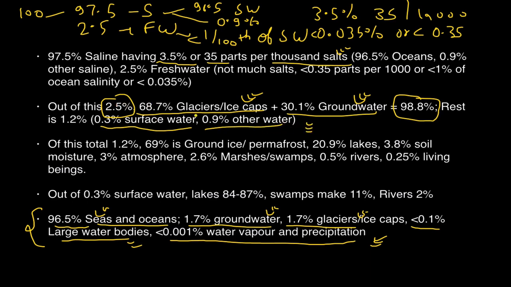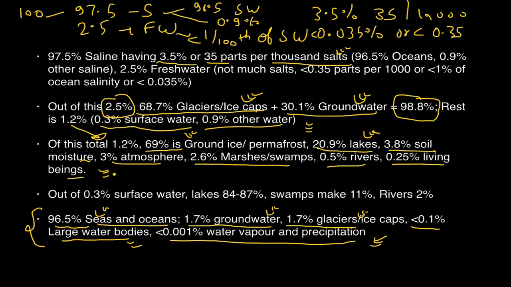We elaborated this 2.5%. Now come to this 1.2%. Out of this 1.2%, which is surface water, 69% is permafrost, that is permanently frozen. I have talked about it in the tundra biome. 21% is in lakes, 3.8% is in soil, 3% is in atmosphere, 2.6% is in marshes, 0.5% in rivers, and 0.25% in living beings.